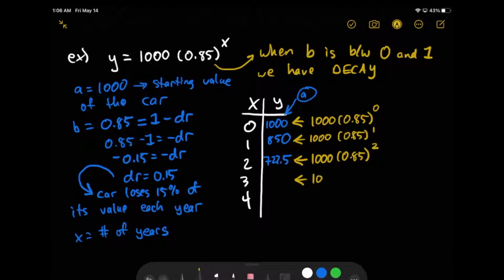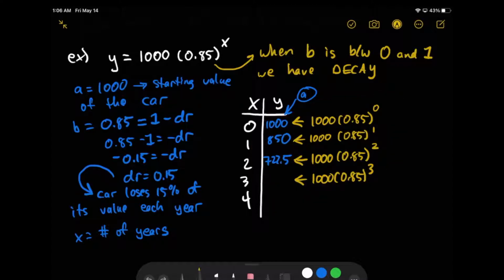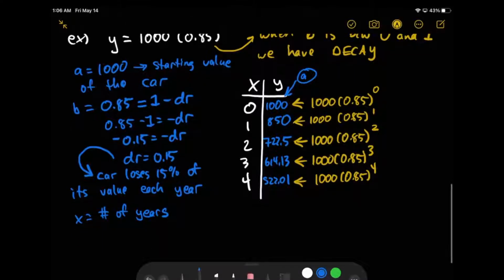$722.50. And again, 1000 times 0.85 to the power of 3. And remember, if you just want to punch this in your calculator and just write the answers, that's fine. You do not need to show all this work, but I want to be super clear as I explain this to you so you know where the numbers are coming from. And when I do this calculation to the power of 3, I get a value of 614.13. And then again, at year 4, 1000 times 0.85 to the power of 4 is going to give me a value of $522.01. And we could continue on, but that's enough to get a pretty good graph. And I only have so much room on the page.